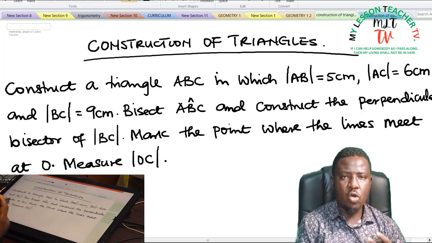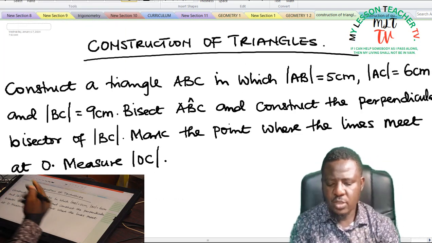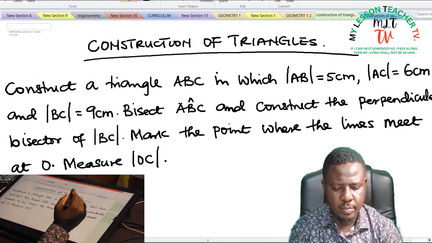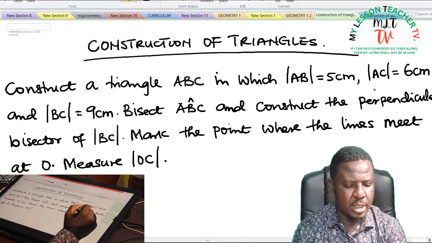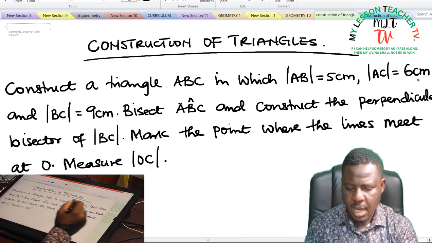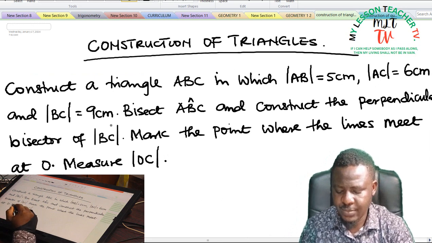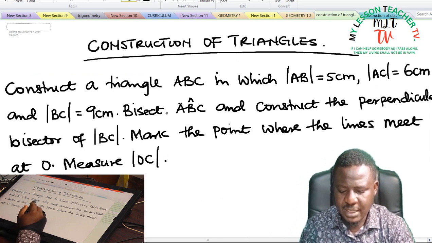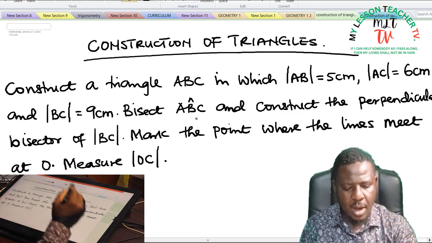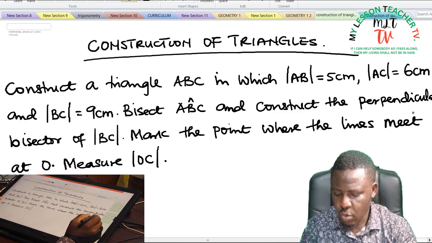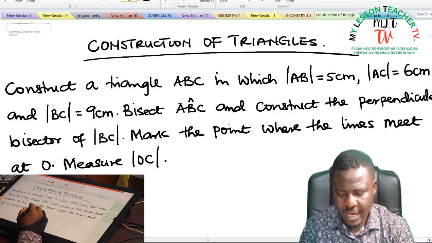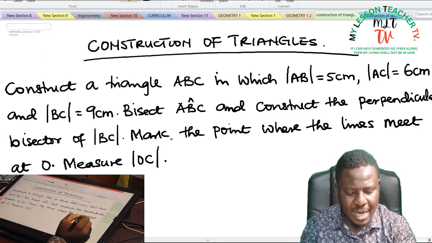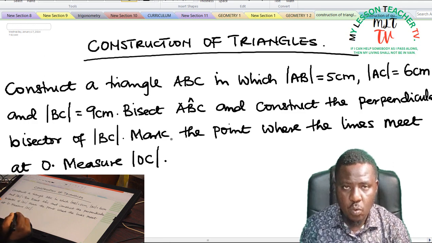In this exercise on construction of triangles, we are asked to construct a triangle ABC in which AB is given as 5 centimeters, AC is given as 6 centimeters, and BC is said to be 9 centimeters. We are asked to bisect angle ABC and construct the perpendicular bisector of BC. Then we are asked to mark the point where the lines meet at O.